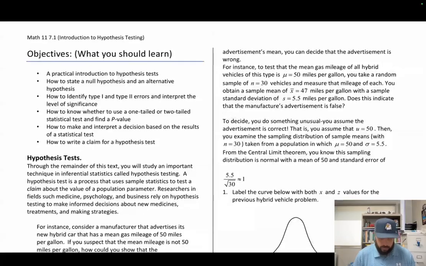So our objectives that we're going to look through here is an introduction to hypothesis testing. The big ones are creating a null and alternative hypothesis, and then type 1 and type 2 errors. And later we'll get into tailed tests with the p-value, and then how to make those decisions, writing a claim from that.